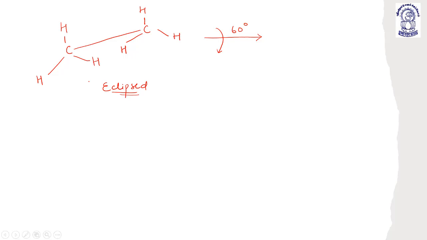Okay, now we rotate the molecule at an angle of 60 degrees. Then what will be the change? Then we will get a staggered form. Tilted lines, straight lines. This is staggered.